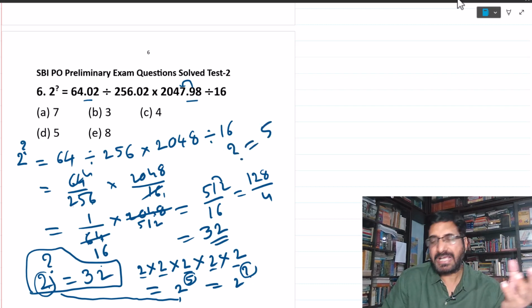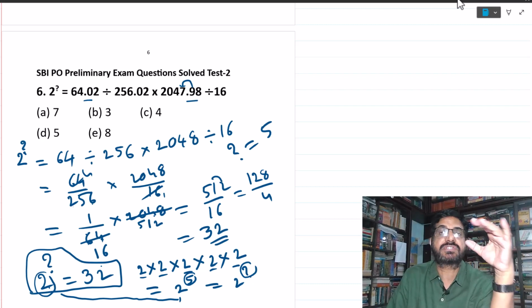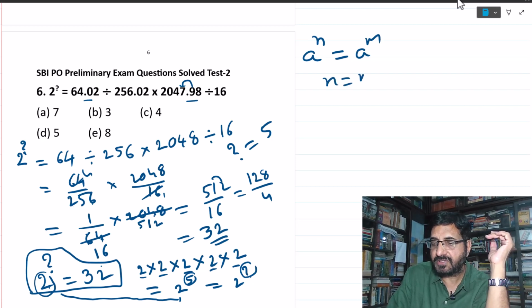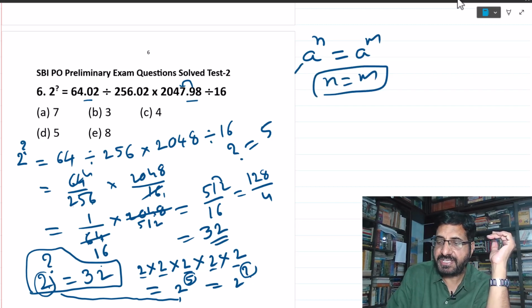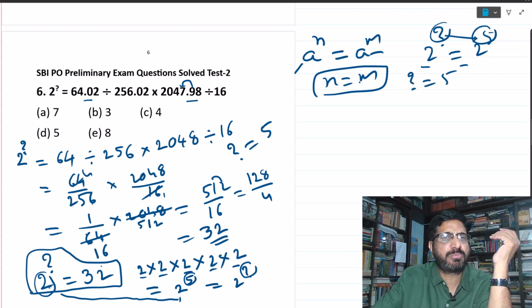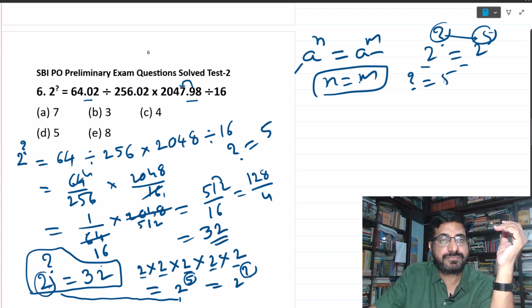So this is, you must recall all those things you have studied in your primary school. So if base is same, okay, then index will also be same. A is base here, 2 is base, 2 to the power of question mark equals 2 to the power of 5 is there. So when base is same, you can equate powers also, exponential power. So n equals m, so therefore question mark equals 5. Fine, very simple problem. You should know about the laws of indices.